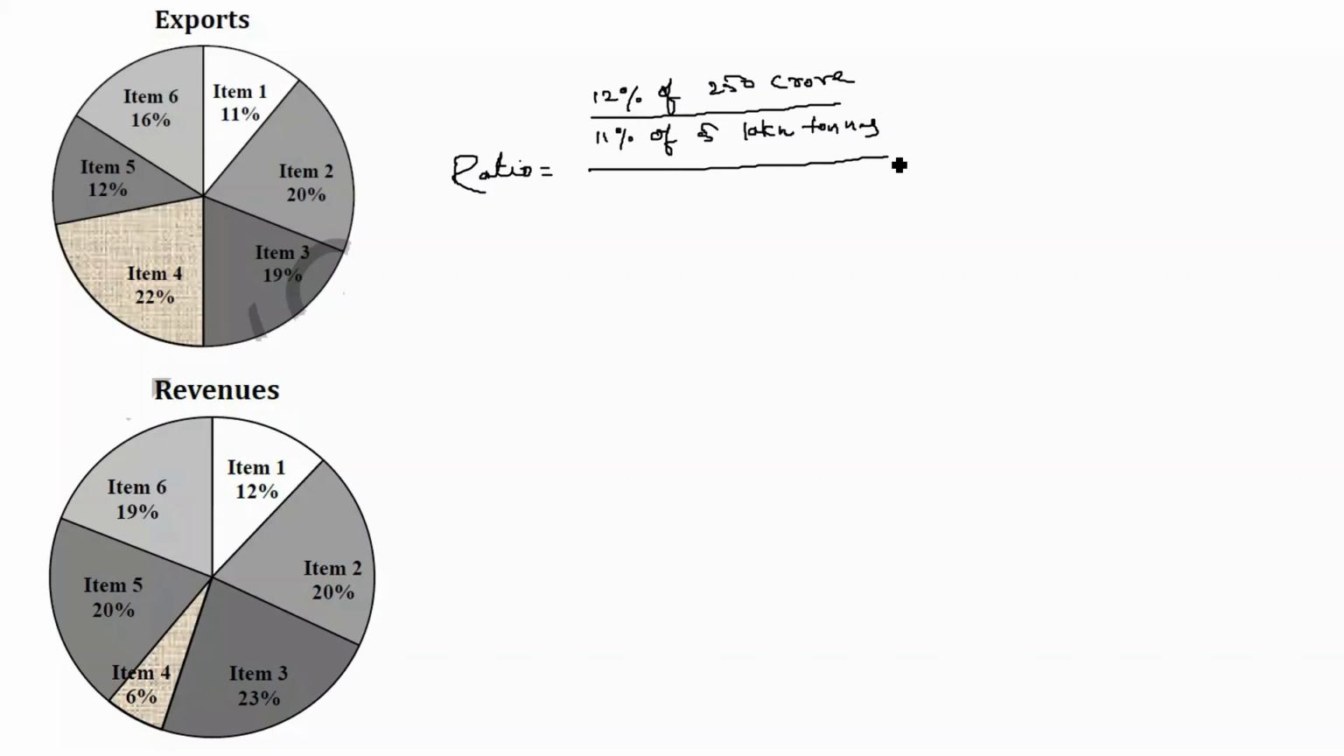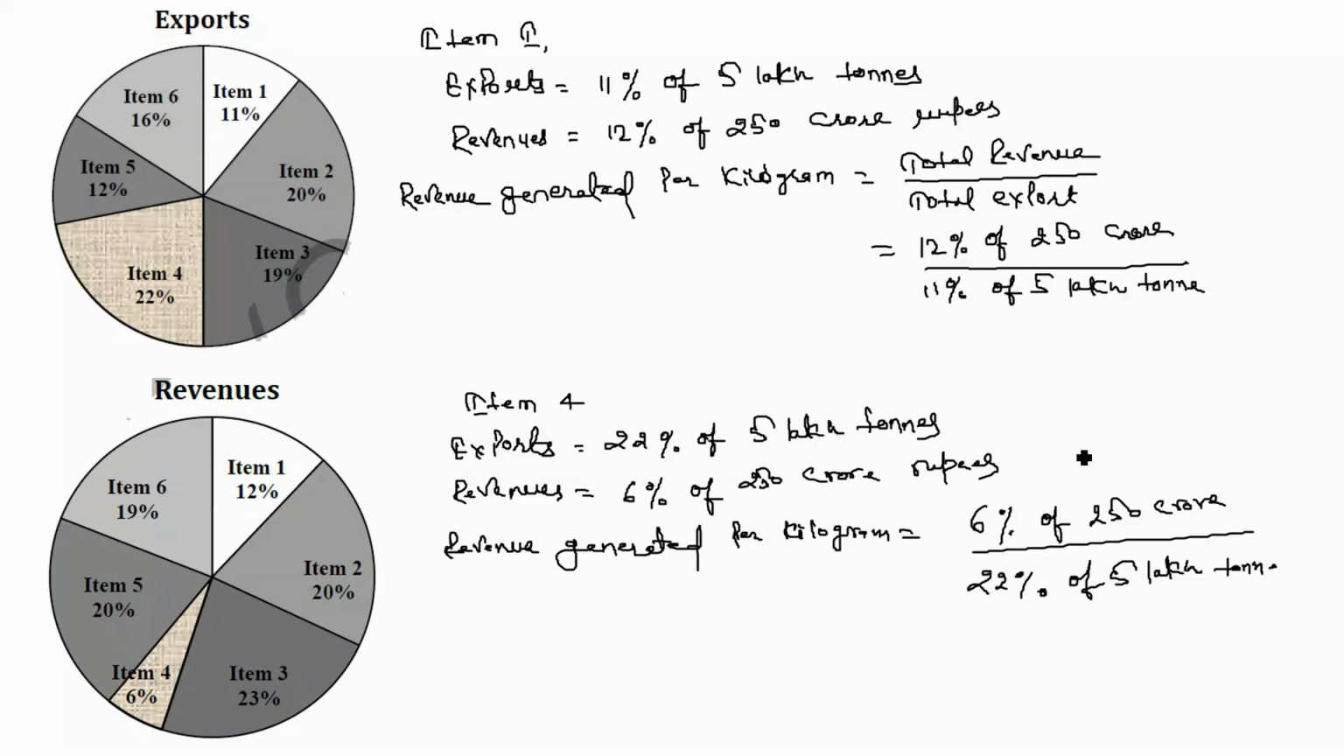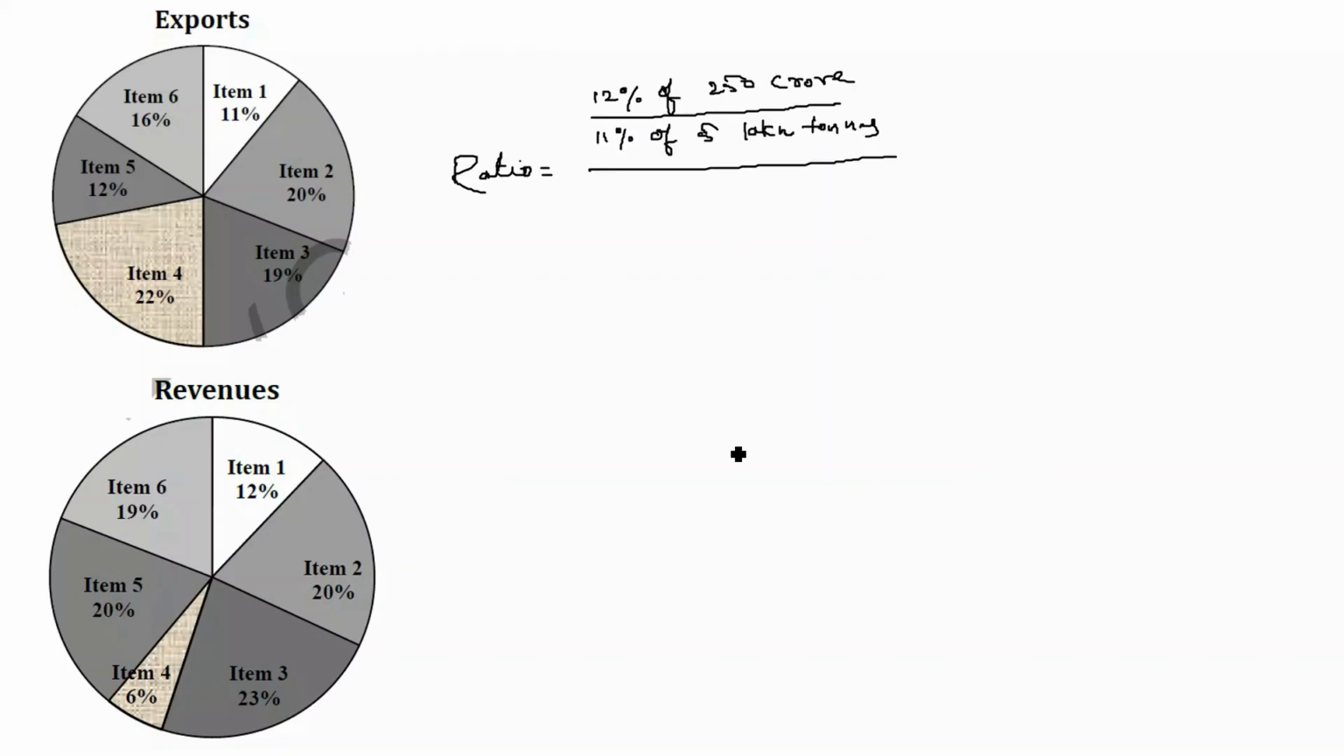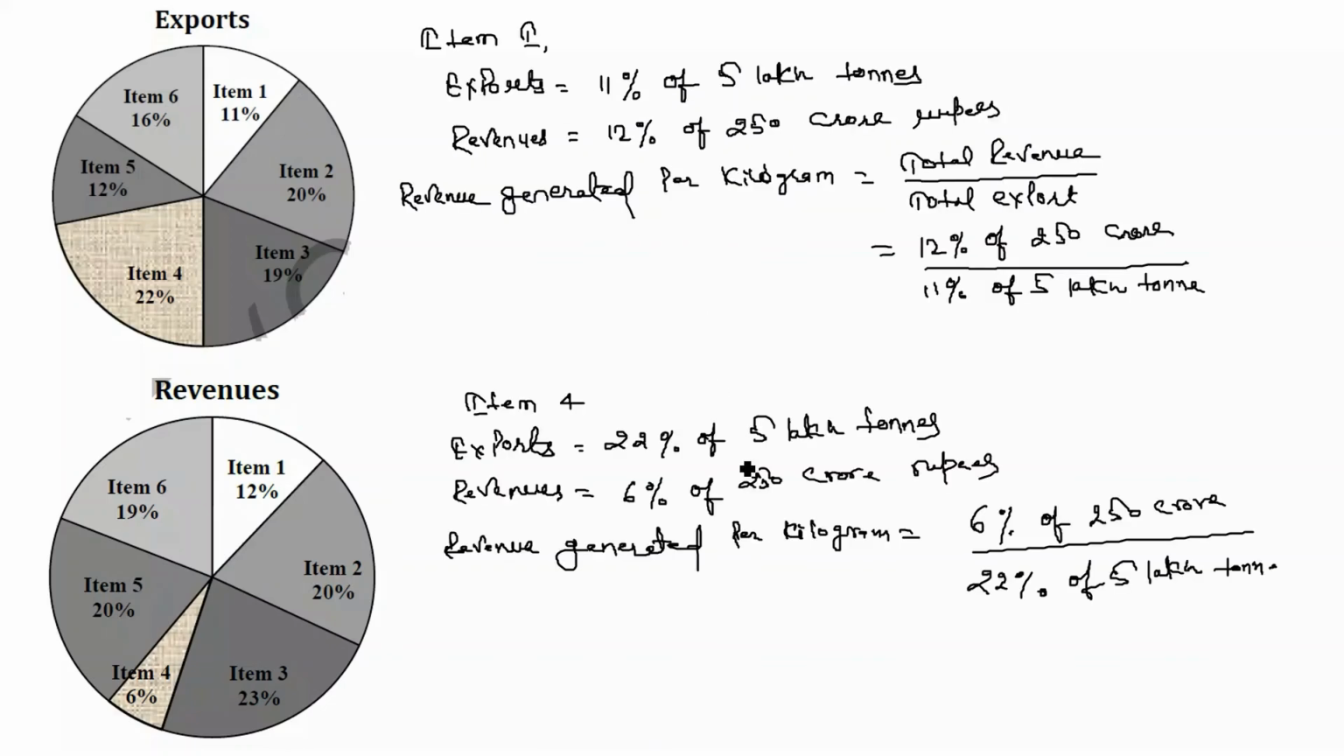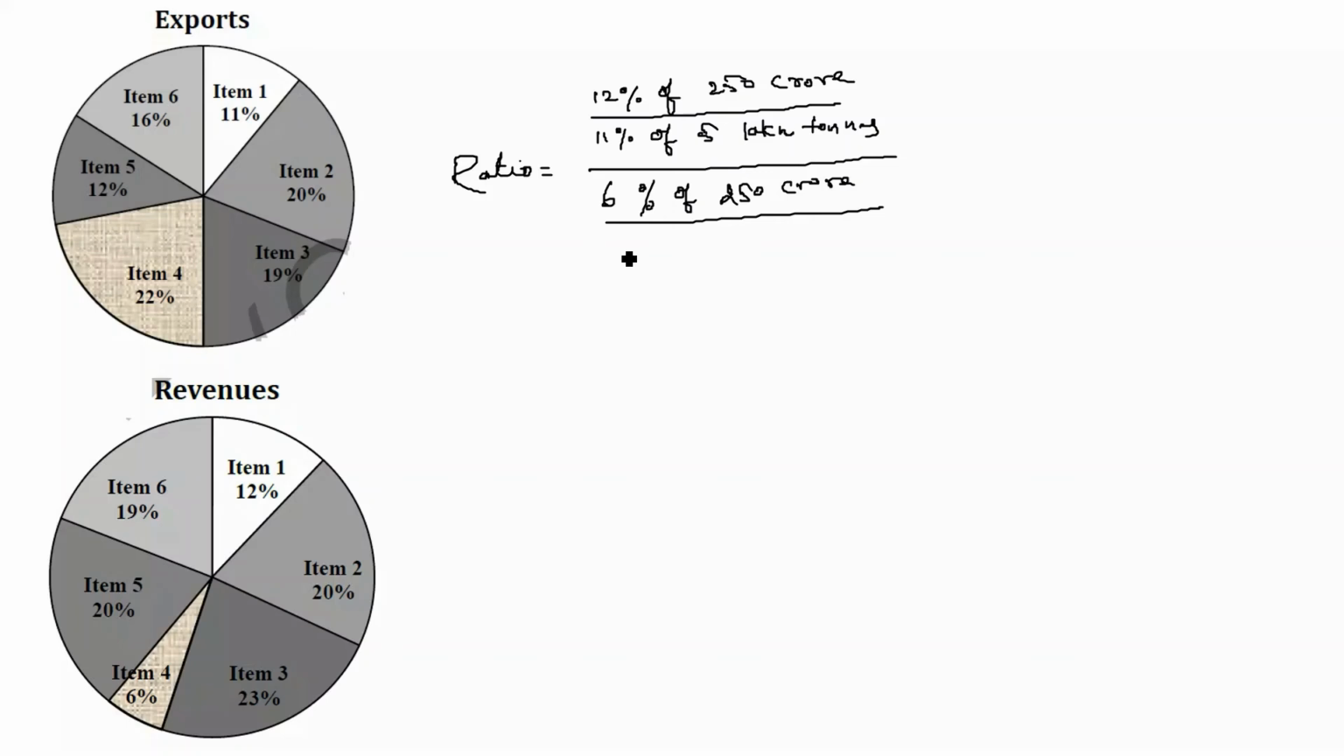So divided by the same for item 4. So 6% of 250 crore divided by 22% of 5 lakh ton. So here we can see that these terms are common. So this can be cancelled out, 250 crore by 250 crore. 5 lakh ton is also the same. So that can be cancelled out easily.